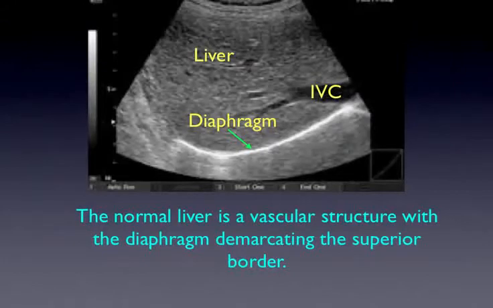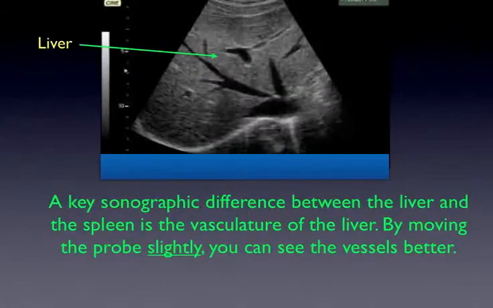Very avascular compared to the liver. Sometimes you can't see all the vascularity, but just by changing the axis of the probe by 5 degrees or so, you can get this image. Now in this image, we have the liver marked with the green arrow, and we have the hepatic veins draining into the inferior vena cava at the inferior aspect of this image. And the hyperechoic structure at the bottom is, of course, the diaphragm.